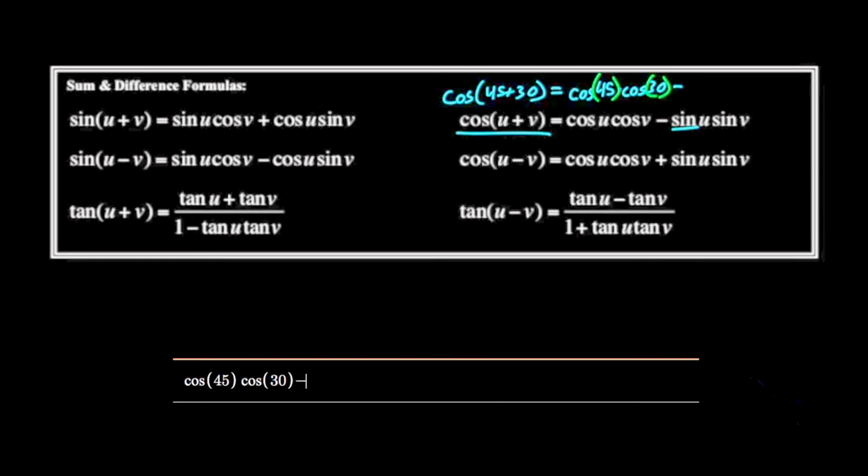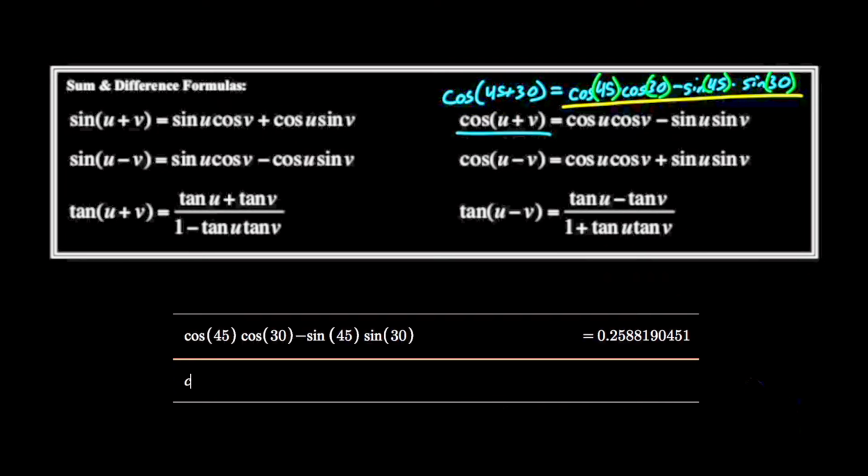And then we have to subtract sine of u times sine of v, so sine of 45 times sine of 30. If you want to verify that, just type this into your calculator. Type cosine of 75 in, see what that is as a decimal, and then type this entire thing in, and you'll see that you get the same exact thing.